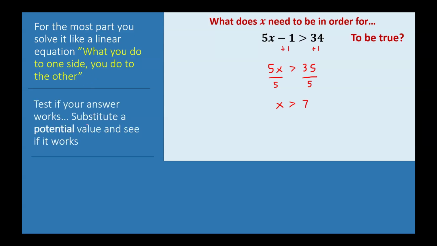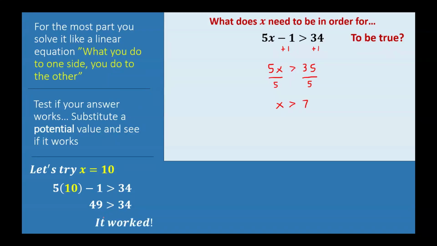And now I'm going to test if my answer works by substituting in a potential value. In this case, let's try x is equal to 10. x is greater than 7, and 10 is greater than 7. So let's substitute that in and see if this is going to be true. If I replace x with 10 in 5 times x, what's 5 times 10? 50, right? And what's 50 minus 1? 49. Now, is it true that 49 is greater than 34? Yes, so we can say that it worked.